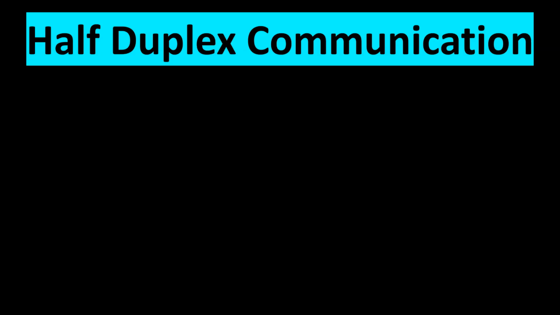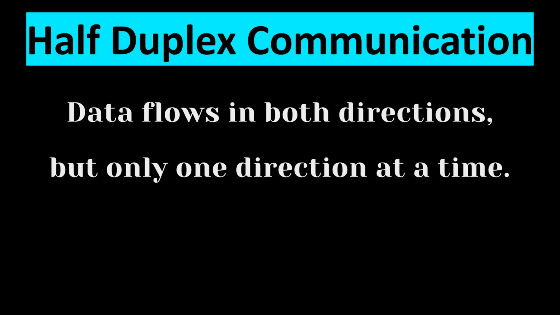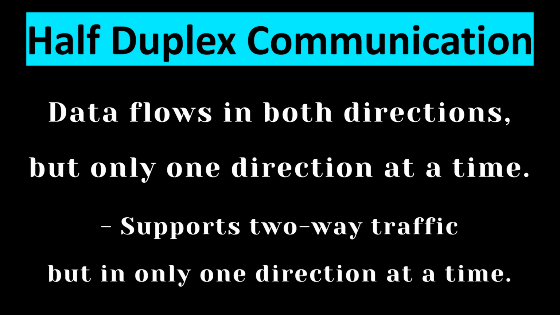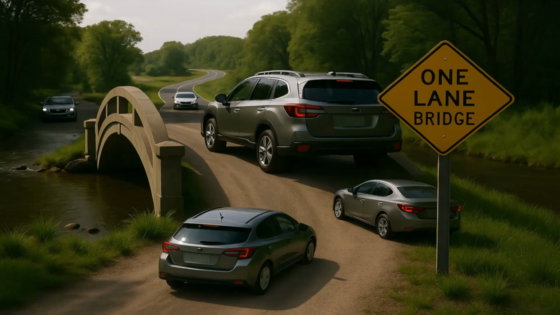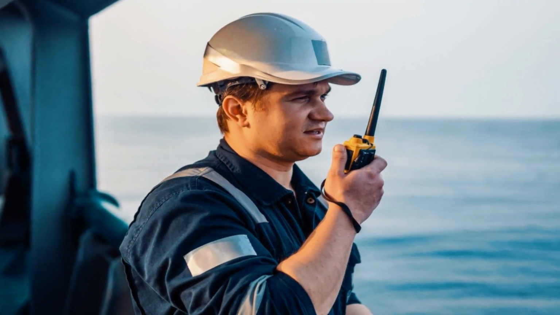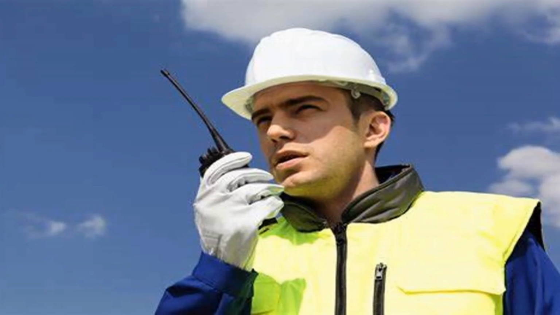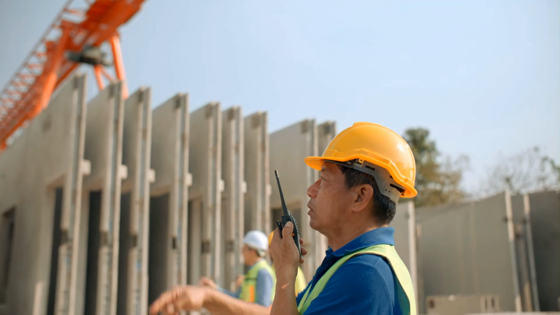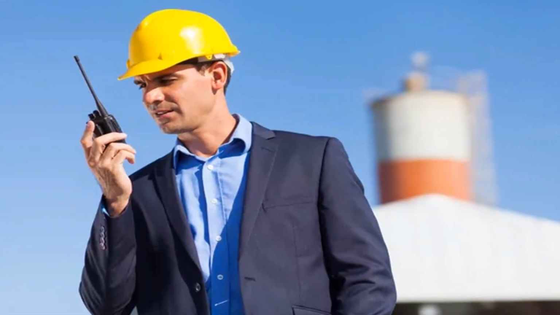Half-duplex communication: data flows in both directions, but only one direction at a time. That means half-duplex communication supports two-way traffic but in only one direction at a time, like a one-lane bridge. Example: walkie-talkies. In a walkie-talkie, we can both talk and listen, but not at the same time. When one person is speaking, the other must wait to reply.